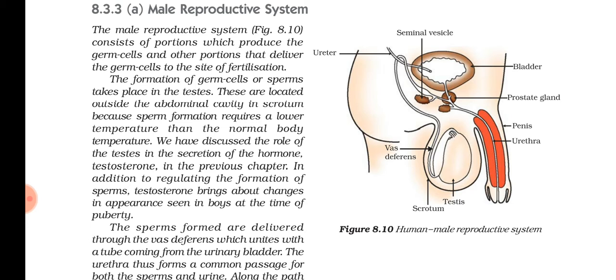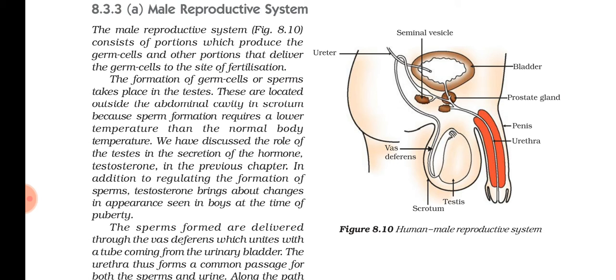So what are the functions of testis? Testis produces testosterone, the male hormone, and also produces the sperms. The male gametes or sperms are produced by the testis. And then there are various tubes like the vas deferens, epididymis, etc., which take the sperms from the testis. You can see that it joins the tube which is coming out from the urinary bladder and forms the urethra. This urethra functions as the common passage for the sperms and also for the urine.